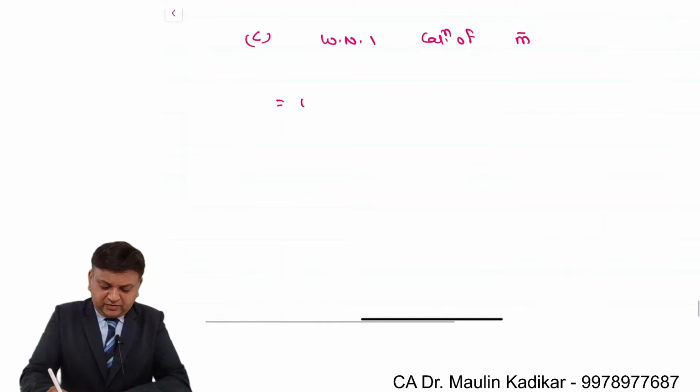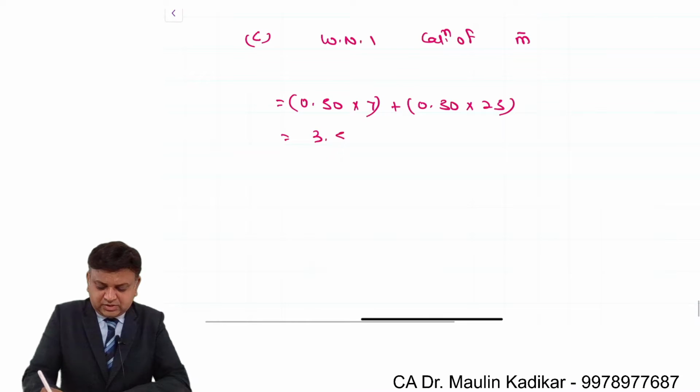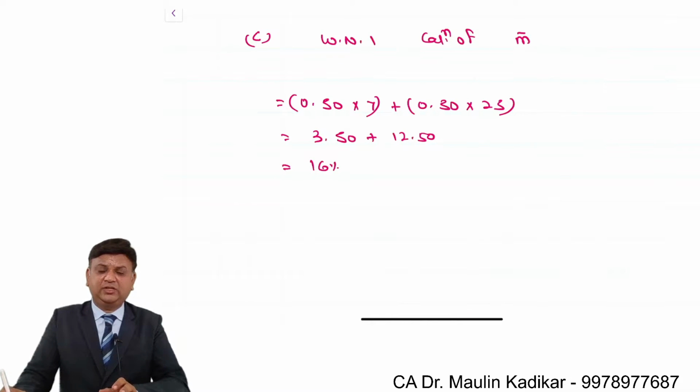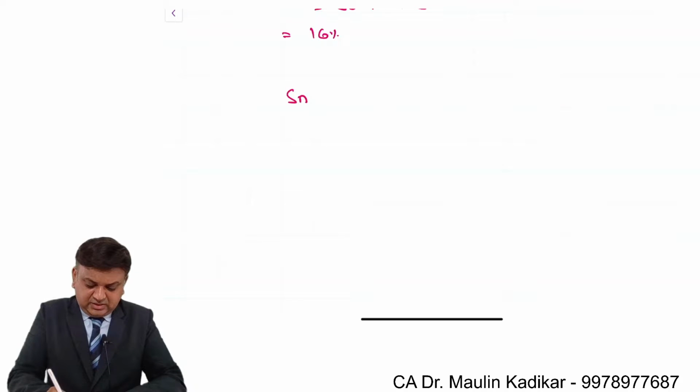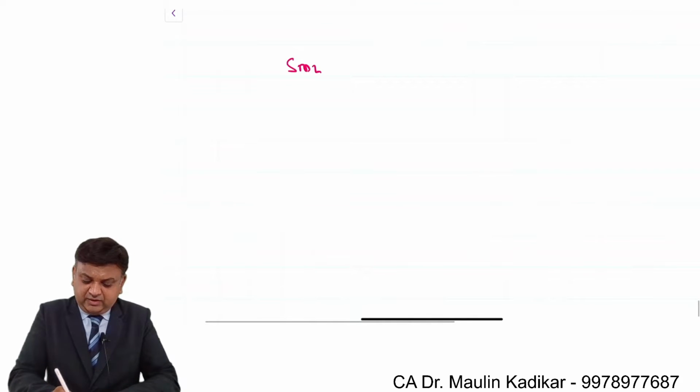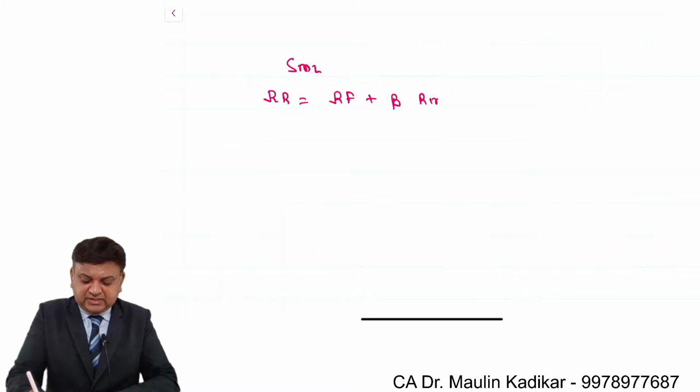It is 0.50 into 7 plus 0.50 into 25. So it is 3.5 plus 12.5. That comes to 16%. So we understand that the return on the market portfolio is 16%. Okay. Now, as far as the security market line equation is concerned, security market line equation will be formed in this way. Required rate of return is equal to RF plus beta into RM minus RF. That's it.